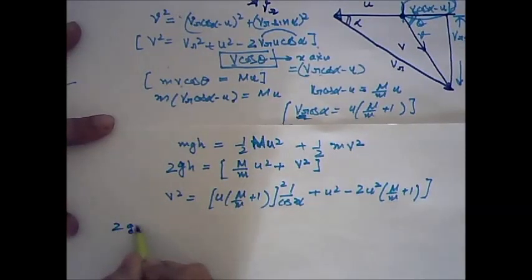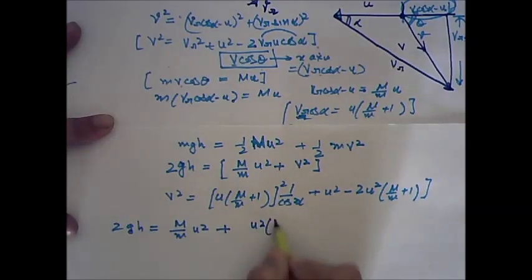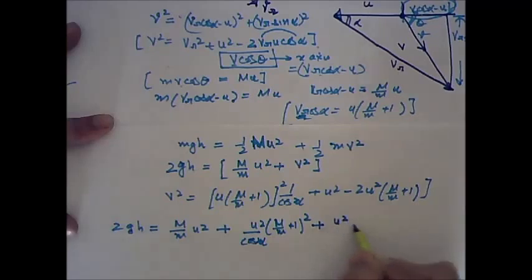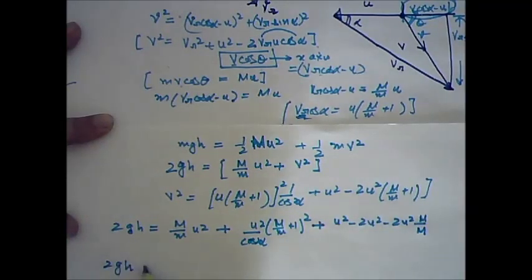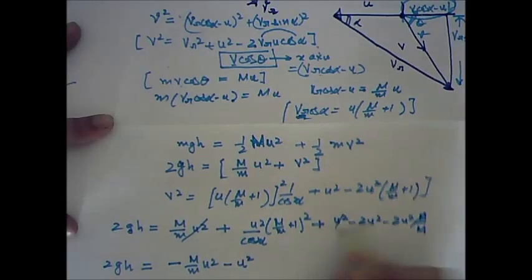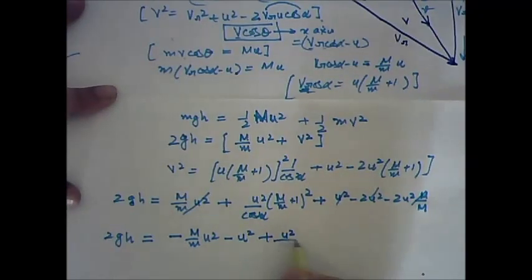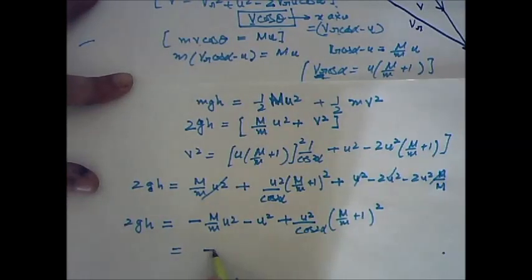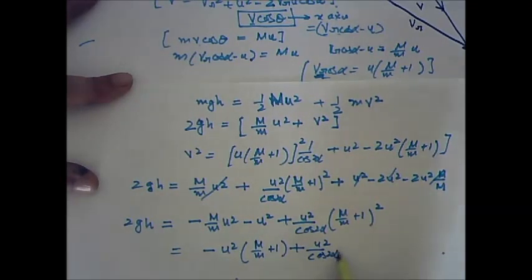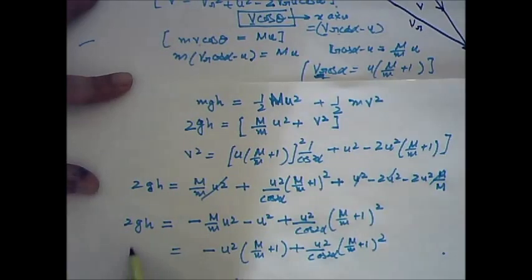Twice gh is equal to m upon m u square plus u square m upon m plus 1 whole square upon cos square alpha plus u square minus twice u square m upon m plus 1. This becomes twice gh is equal to minus m upon m u square. We solve this. Minus u square, we solve this, plus u square upon cos square alpha m upon m plus 1 whole square. So this becomes minus u square m upon m plus 1 plus u square upon cos square alpha m upon m plus 1 whole square is equal to twice gh.